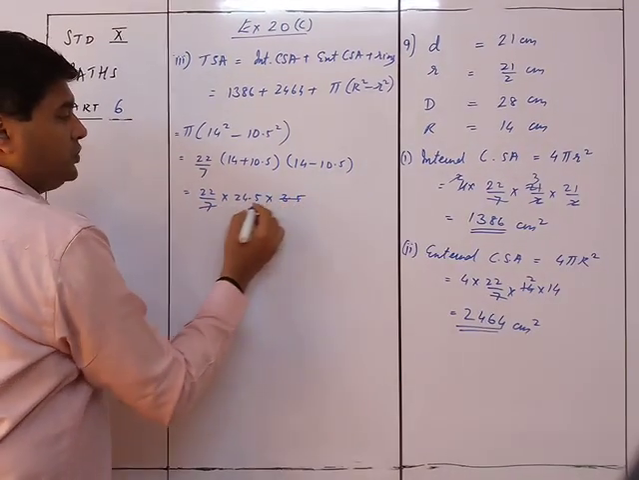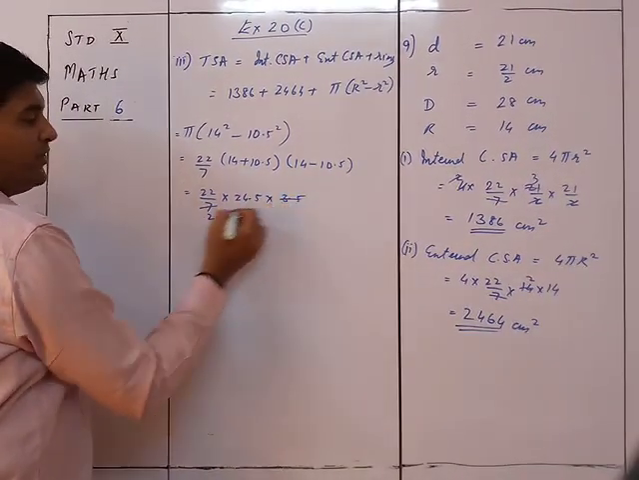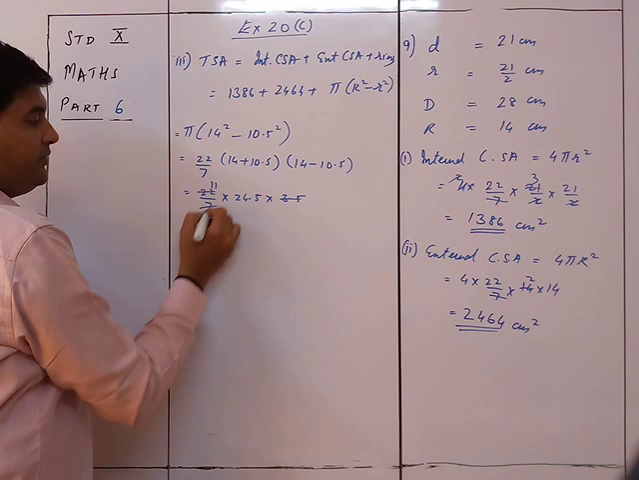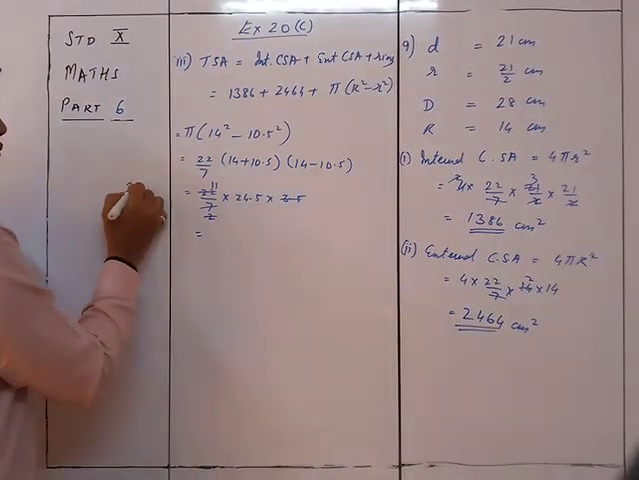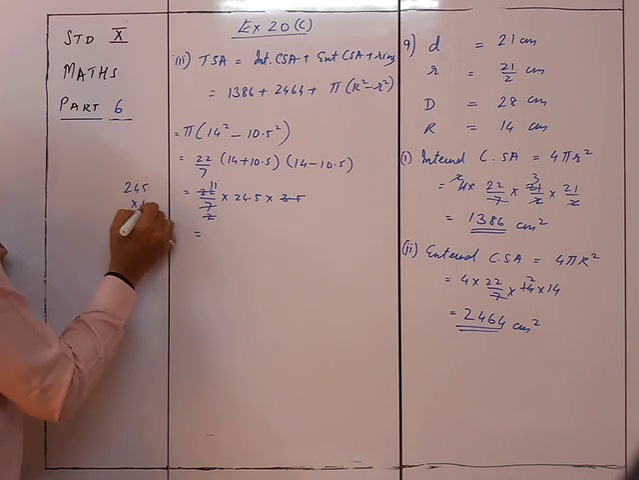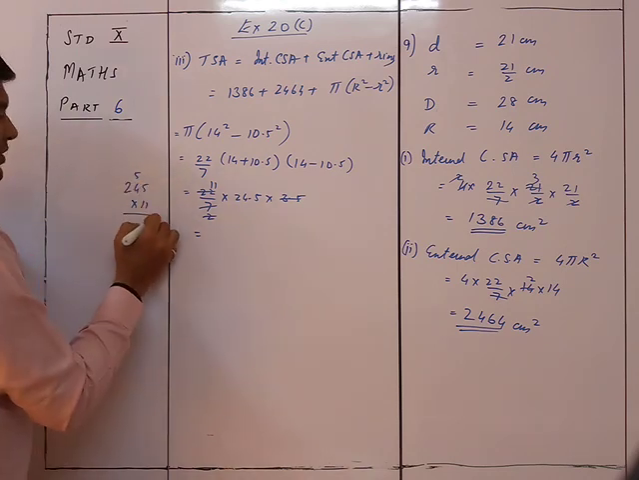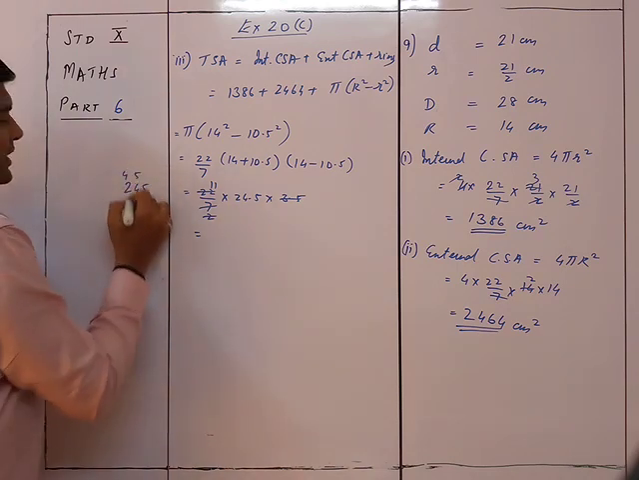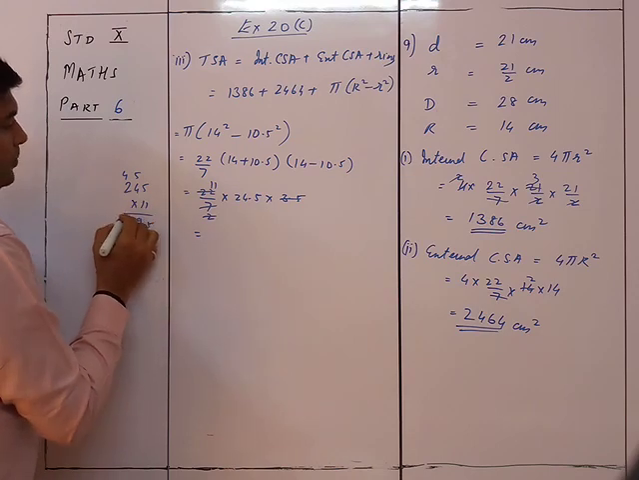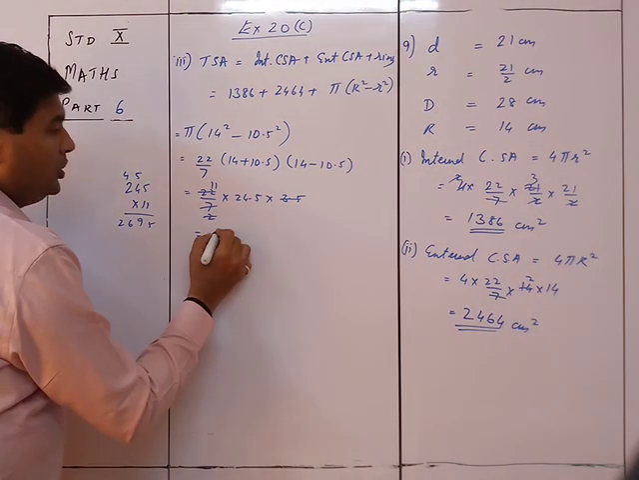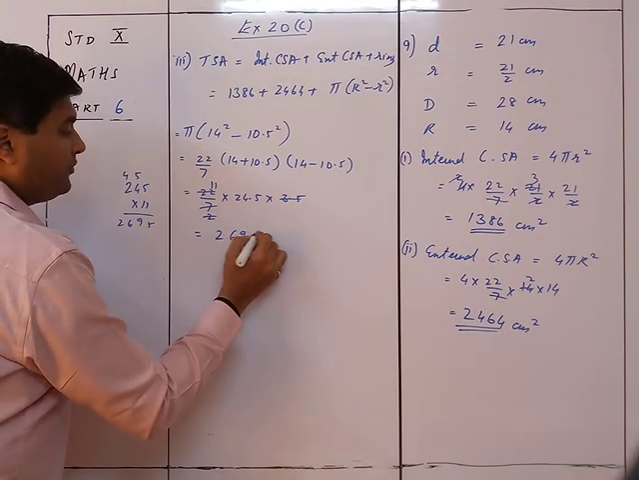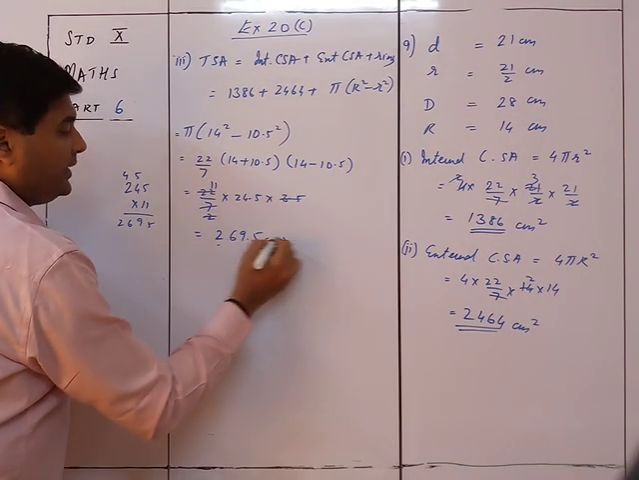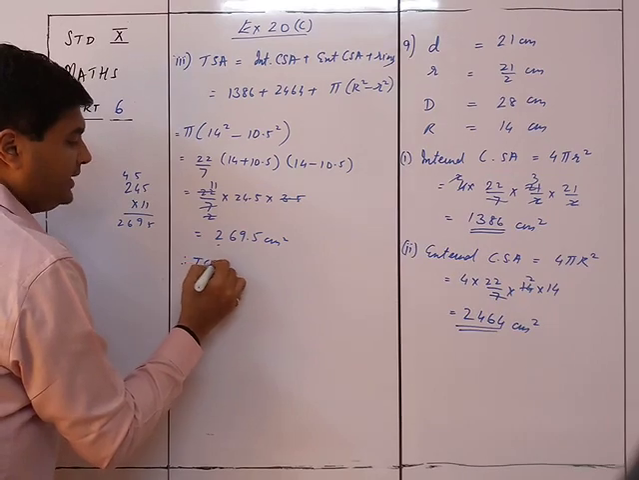So that is 22 upon 7 into 24.5 into 3.5. Simplifying, 3.5 twos are 7, and this comes as 11 into 245. So 245 into 11 is 2695, which is 269.5 centimeter square.